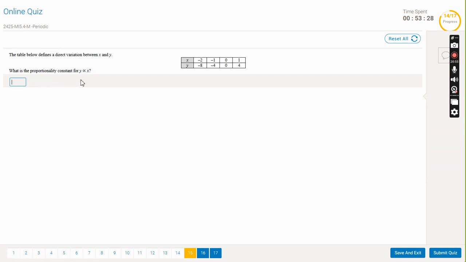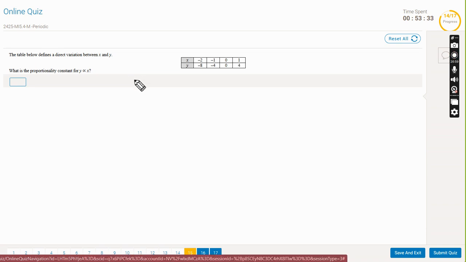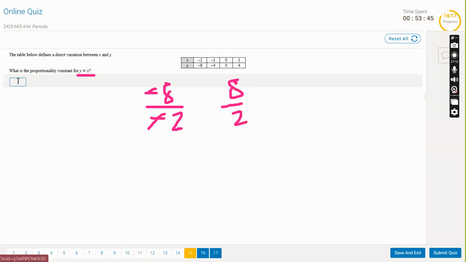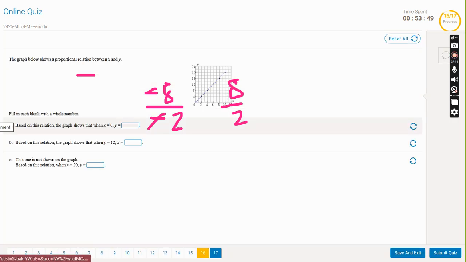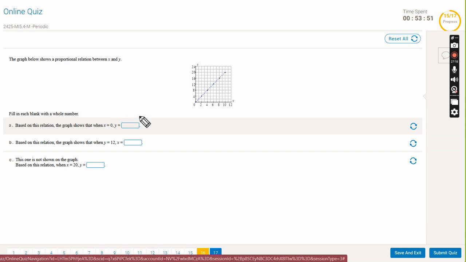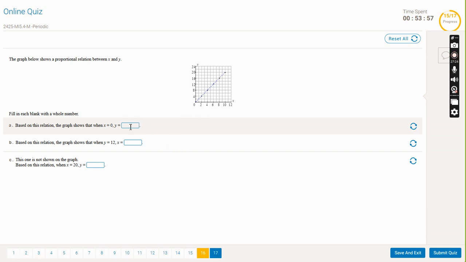So now here, proportionality constant, y is equal to k. Now remember, whenever you have y which is larger, we're going to put the y first: 8 over 2, which gives us 4. And then we go to the next one. And here, what can we do? We have x equals 0, so go to the graph, and you can say when x is 0, y is also 0. So you put this as 0.